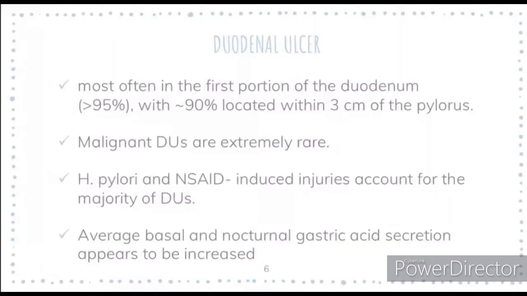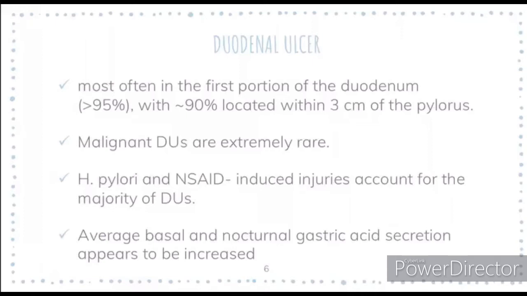PUD encompasses both gastric and duodenal ulcers. They share common features in terms of pathogenesis, diagnosis, and treatment, but several factors will distinguish them from one another. Duodenal ulcer is most often present in the first portion of the duodenum, which accounts for more than 95%, with an estimated 90% located within 3 cm of the pylorus. Malignant duodenal ulcers are extremely rare compared to patients with gastric ulcer.